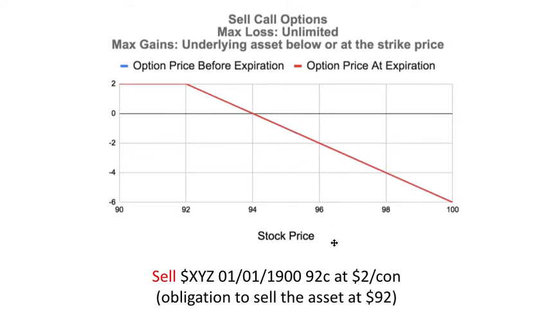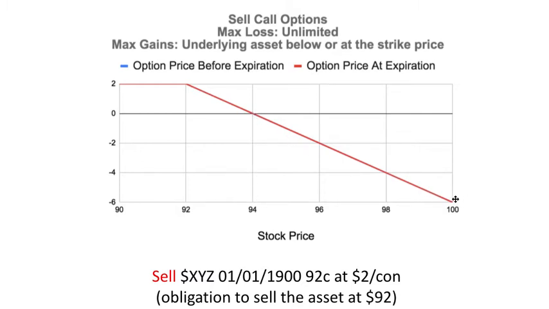When the stock or cryptocurrency price is trading at $100 and you own this sell call option, you have the obligation to sell this asset at $92. That means you're going to lose. You pay $2 for this contract, so you have a buffer. The break-even is at 94, because the strike price is 92, plus 2 is your break-even of 94.